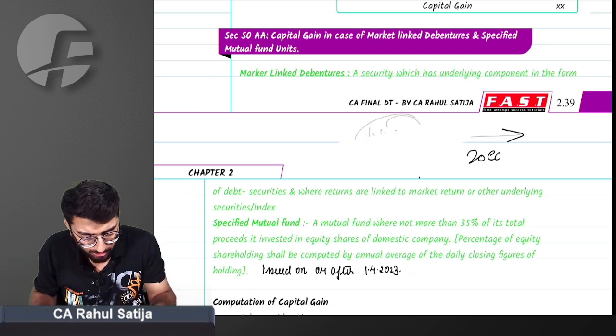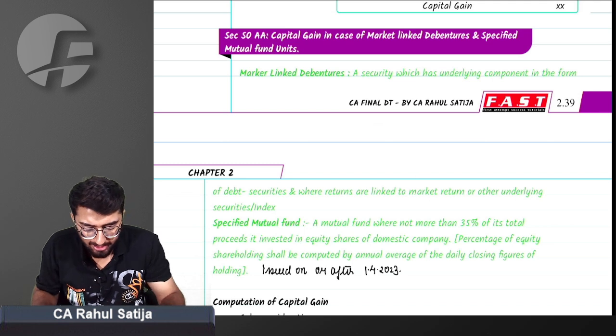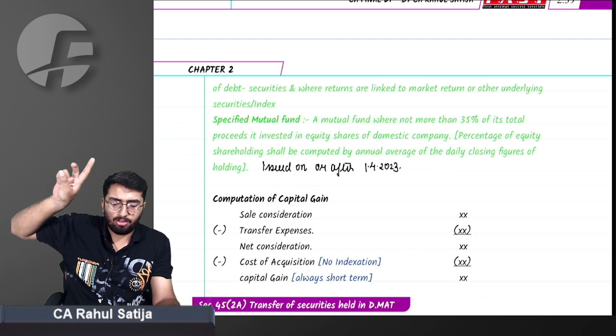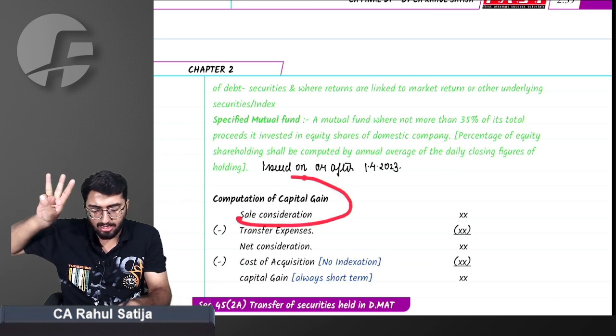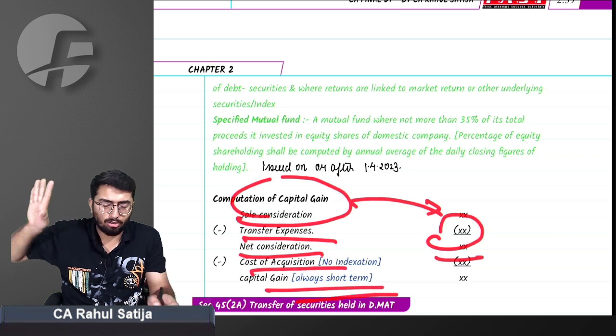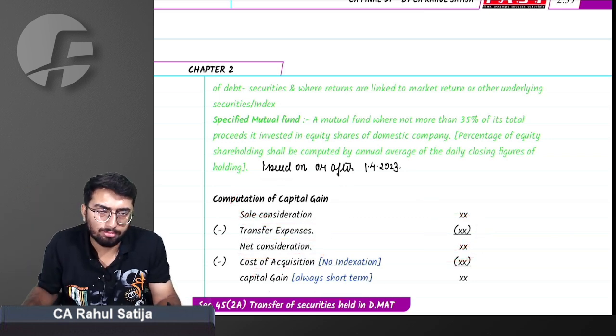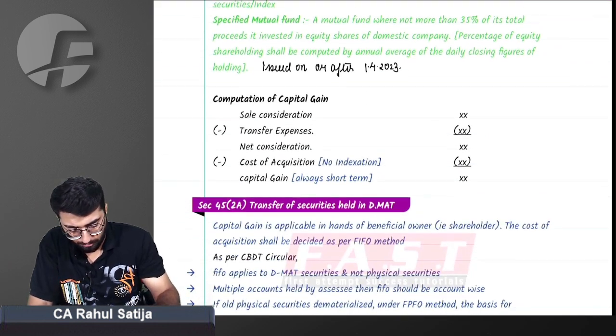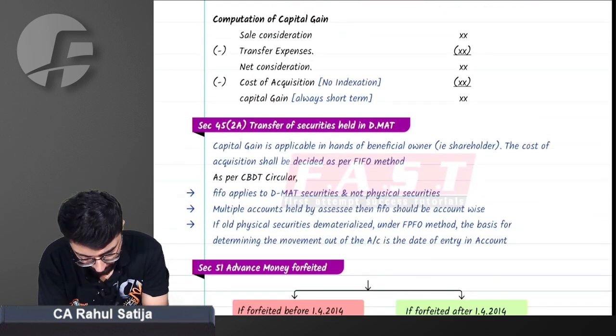Did you get this point? How is capital gain calculated? What are market linked debentures? What are specified mutual funds? How is capital gain calculated? Sales consideration reduced by transfer expenses gives net consideration. No indexation. Capital gain is always short term. Did you get this point or not? Yes, sir, we did get what you are trying to say.